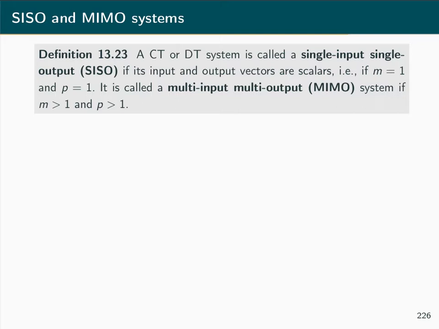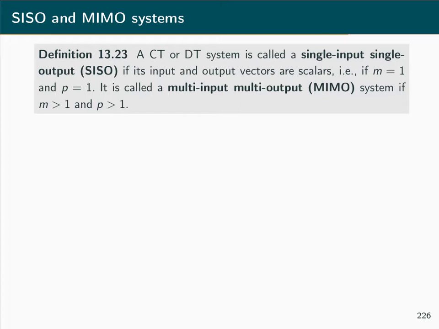In definition 13.23, we start this by distinguishing between single input, single output and multi-input, multi-output systems. So a continuous time or discrete time system in state space representation, as it was defined earlier in this chapter, is called a single input, single output or SISO system if its input and output vectors are scalars, meaning that m, which was defined as the number of inputs, is equal to 1, and p, which was defined as the number of outputs, is also equal to 1.